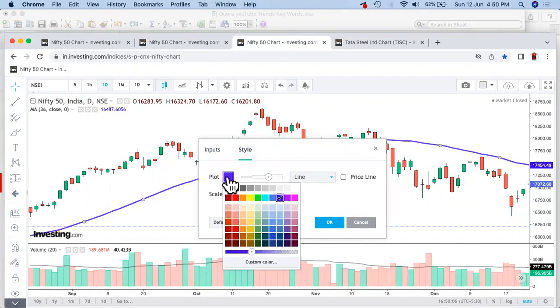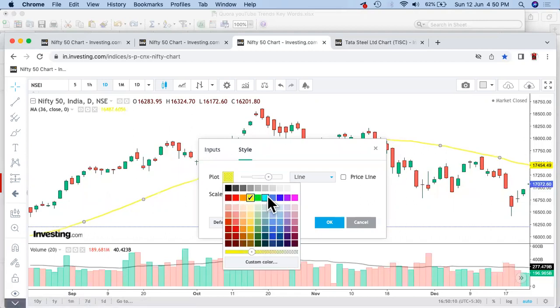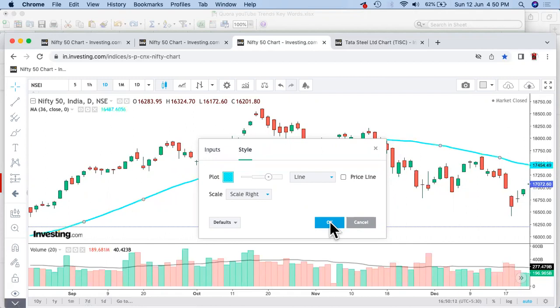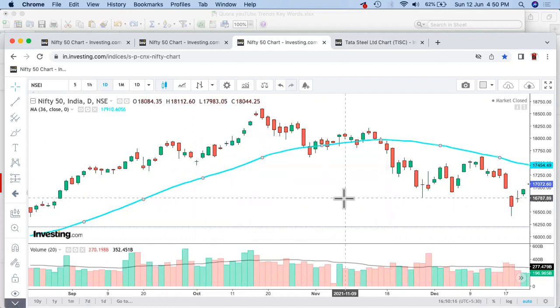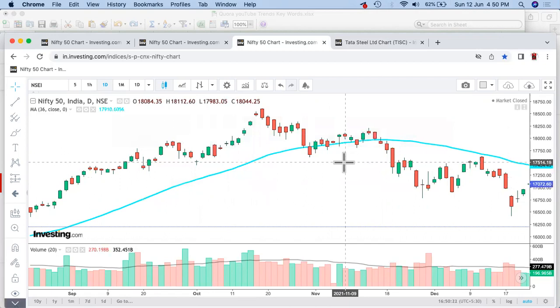And if you want to change the number, you can do that also. If you want to put down yellow or maybe some other color, definitely you'll be able to do that. Right. So this is how you change that. And see, moving average, first of all, this is how you draw the moving average.